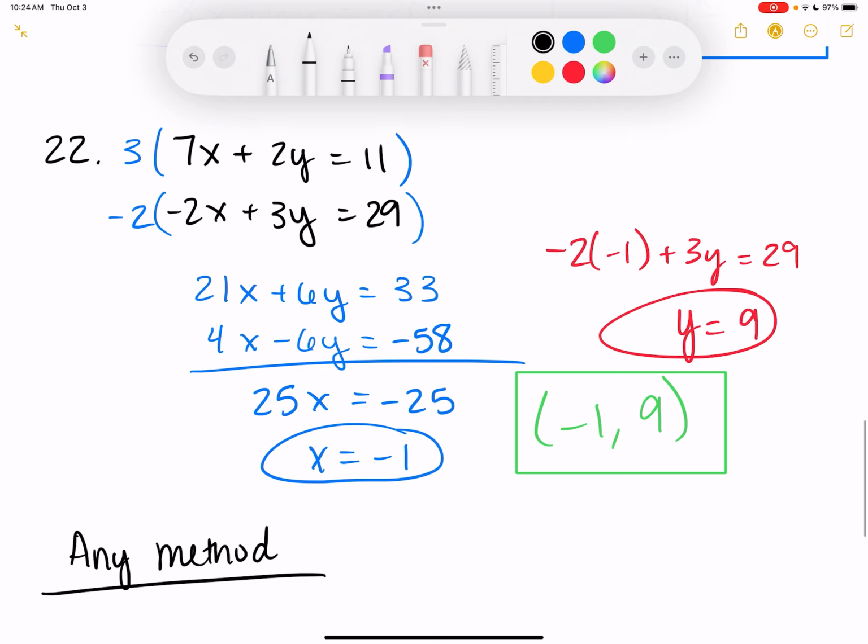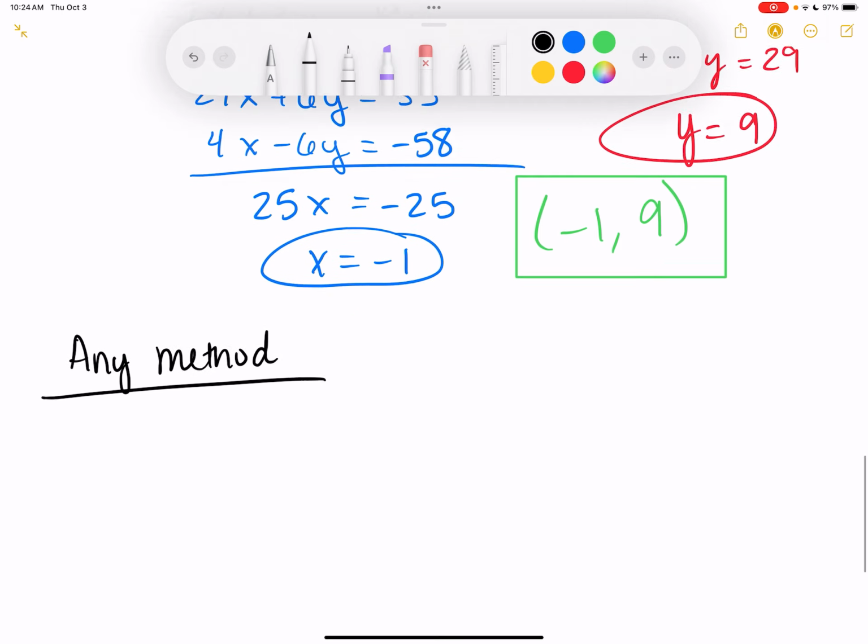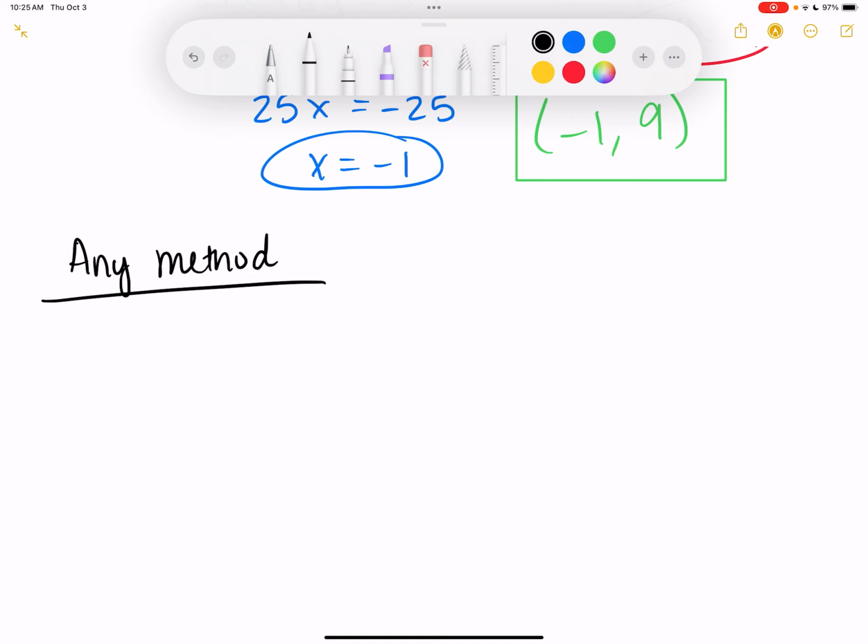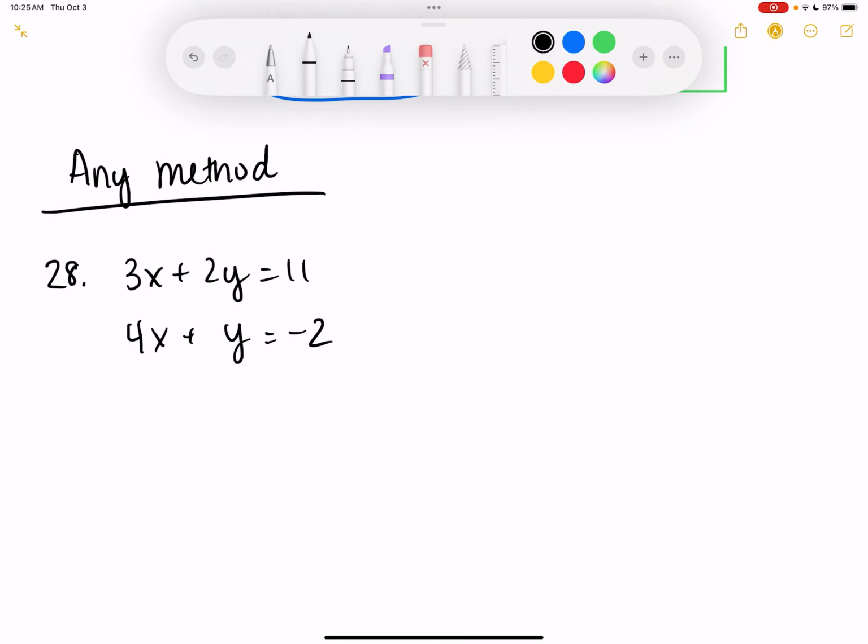All right, number 28. 3x plus 2y equals 11, and 4x plus y equals negative 2. What method do y'all want to use on this one? The first one. Substitution. What are we going to do? We're going to get y in the second equation by itself.